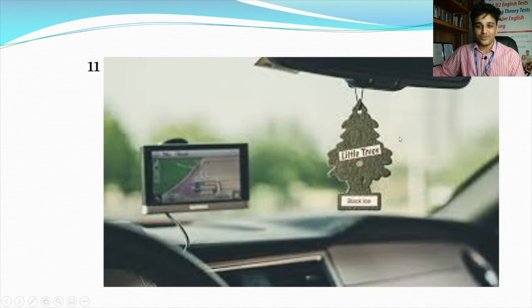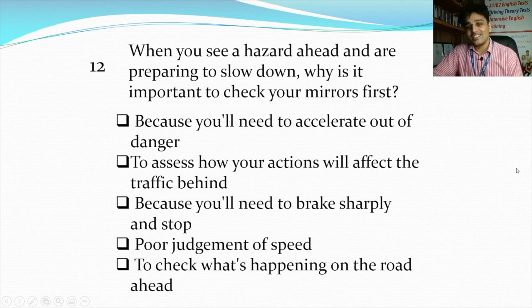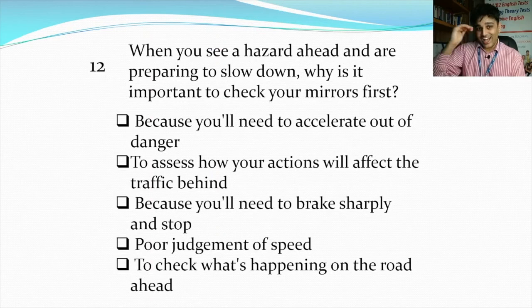Question number 12. When you see a hazard ahead and are preparing to slow down, why is it important to check your mirrors first? Because you'll need to accelerate out of danger; to assess how your actions will affect the traffic behind; because you'll need to brake sharply to a stop; poor judgment of speed; to check what's happening on the road ahead. Okay, so question number 12, when you see a hazard ahead and are preparing to slow down, why is it important to check your mirrors?